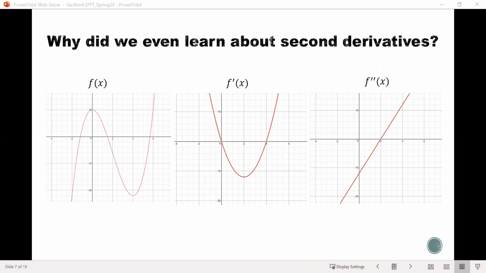That's all fine and dandy, but you may have been thinking since then, Cody, why would you continue to teach us about the second derivative? What does this have to do with anything? Well, let me tell you. What I have here on this slide is a function f, its first derivative, and its second derivative, and graphs of those.